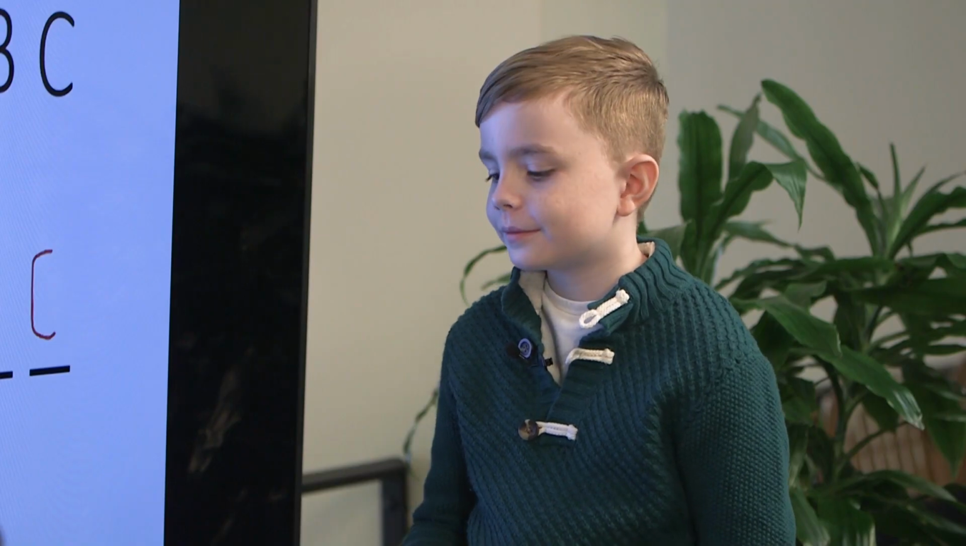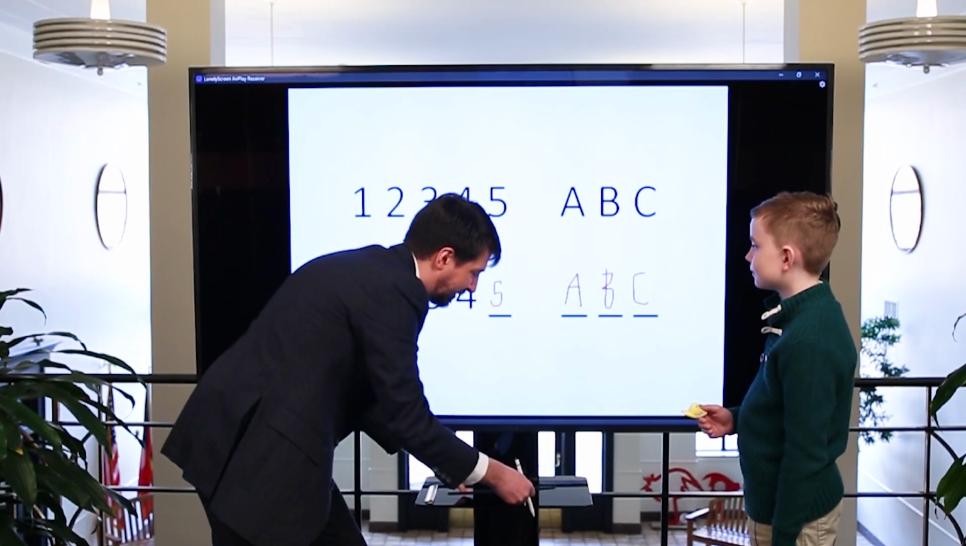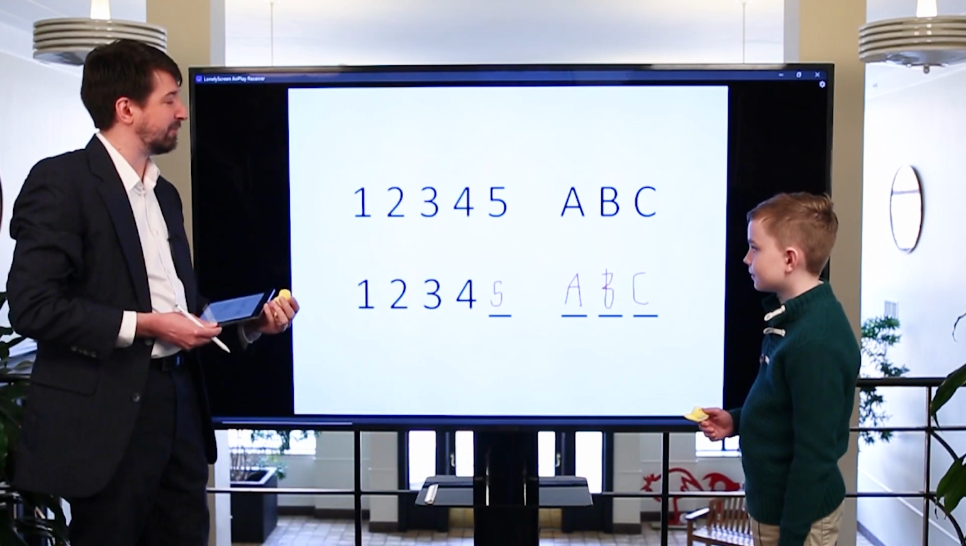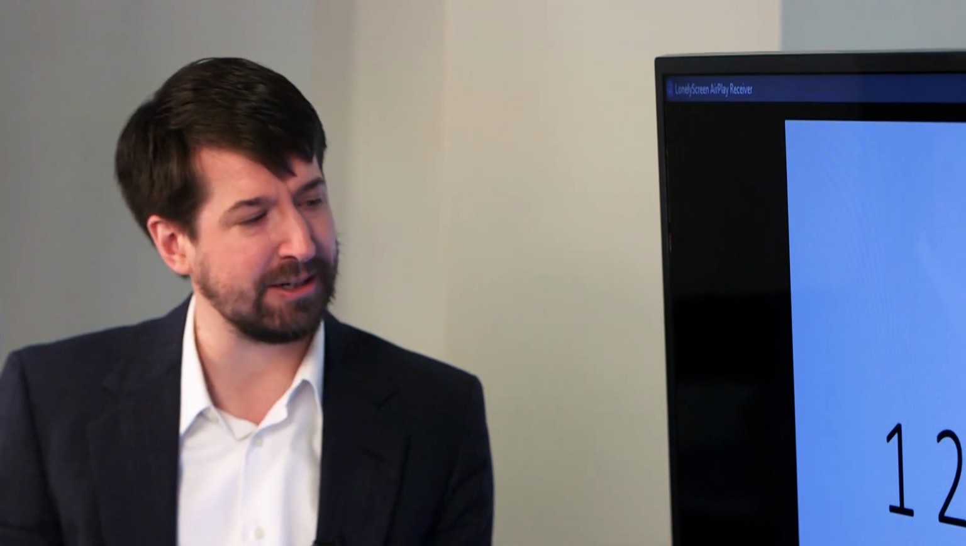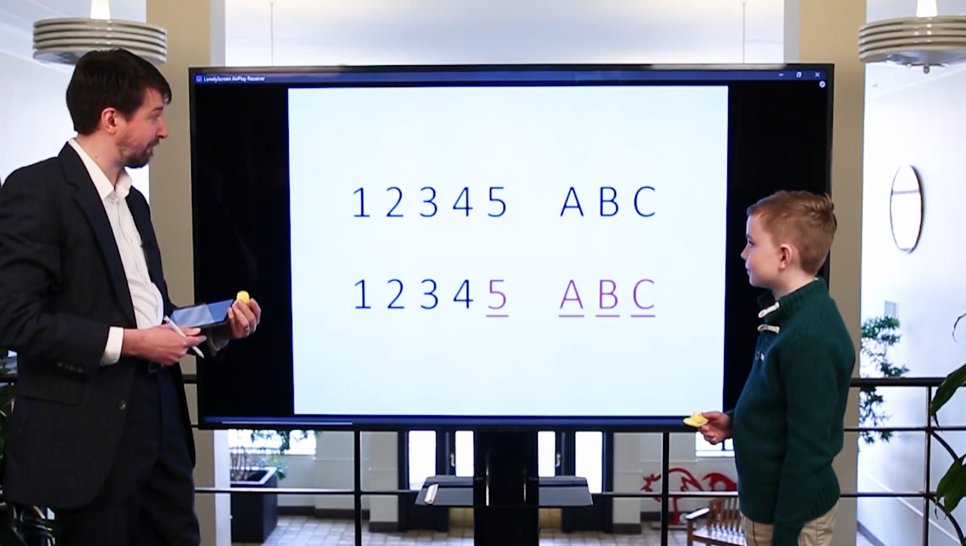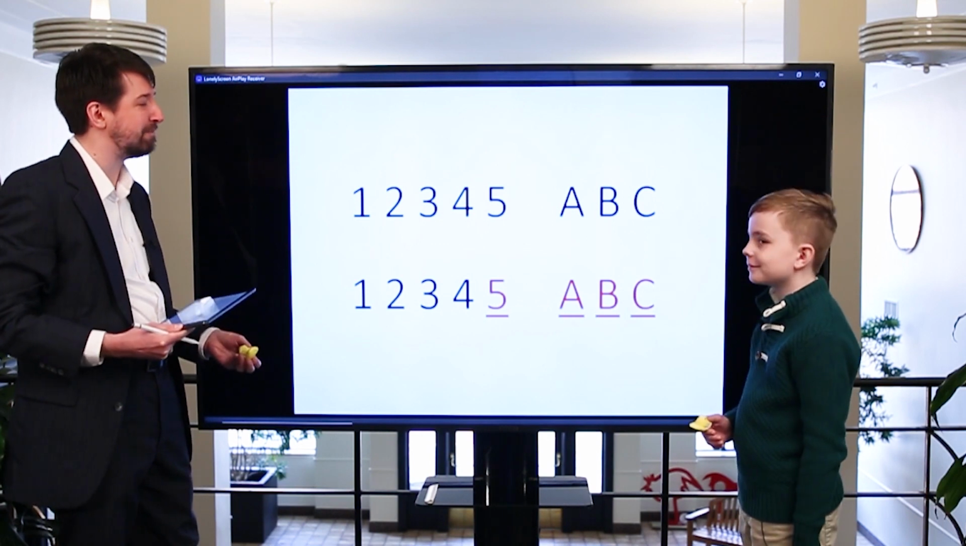You want to take a risk? Yes. Awesome, let's do it. All right, so you say that the next item in this sequence is a 5 followed by an A, a B, and a C. All right, the stakes are pretty high. Let's see, what do we have? A 5 followed by an A, a B, and a C.